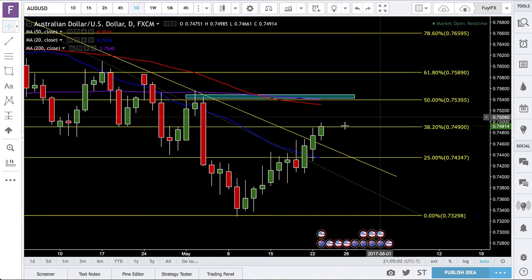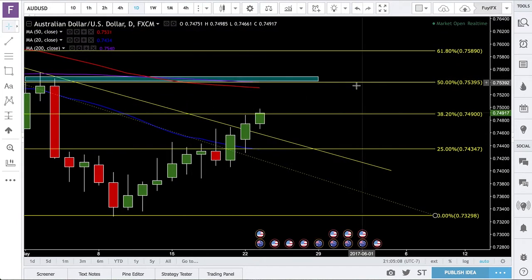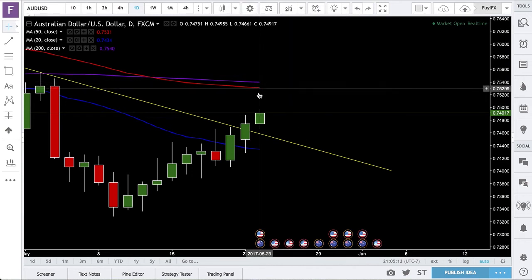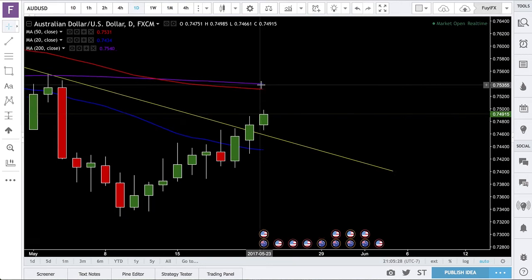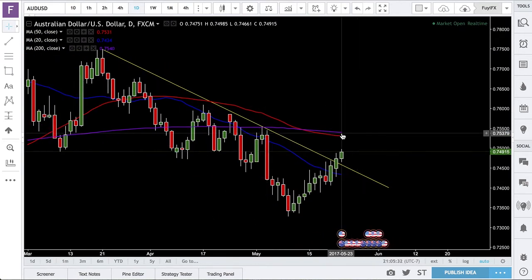So 50% retrace, red bar high, previous resistance area, and I'll go ahead and remove the fib and that. And what do you see here? You see the 50 and the 200 MA. So I would love to see price attack the 0.755, 0.754 area, or this red bar high. So anywhere here is what I'm looking at short term for the Australian dollar, Aussie USD.